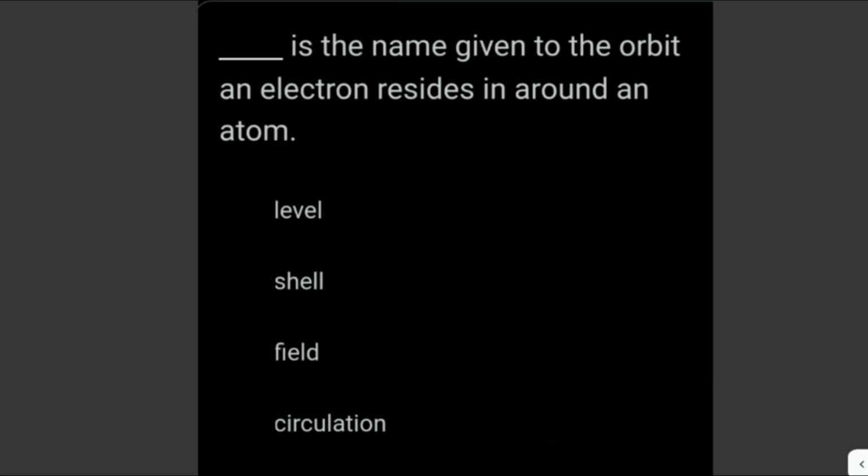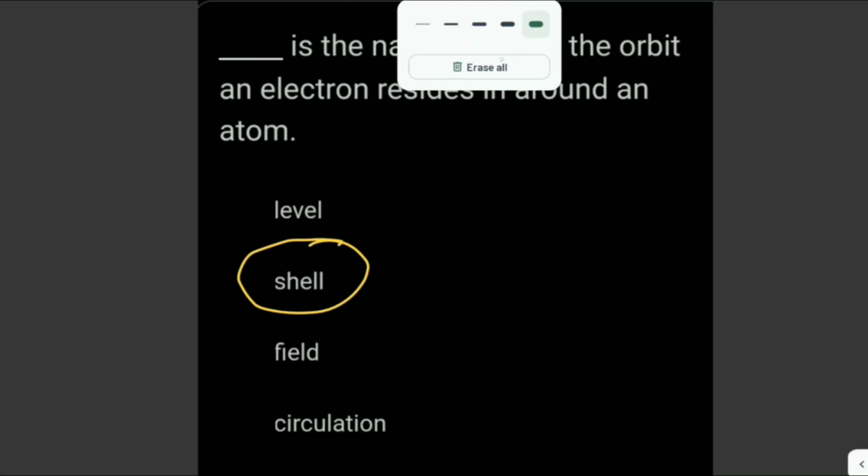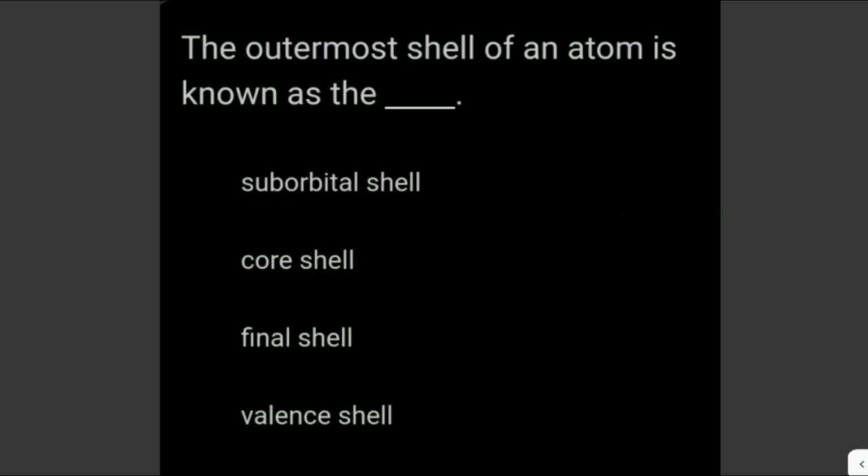Blank is the name given to the orbit an electron resides in around an atom. Electrons occupy an orbit around an atom called an electron shell, also known as its principal energy level. So the answer here is electron shell or shell. The outermost shell of an atom is known as the blank: suborbital shell, core shell, final shell, valence shell. So the outer electron shell in an atom is called its valence shell.